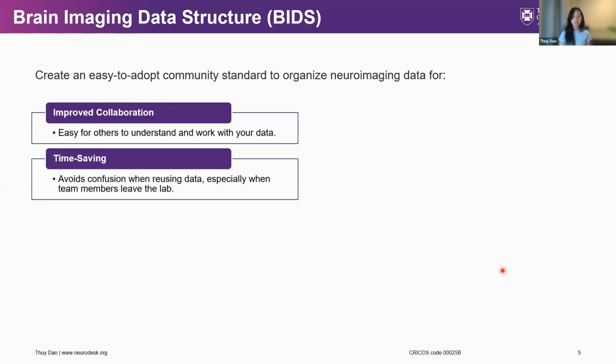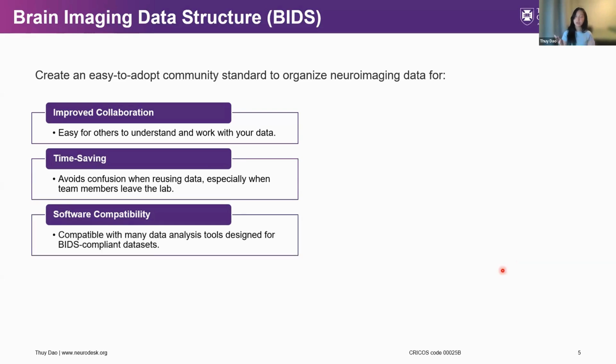And another major benefit is the software compatibility of this data structure, because BIDS is supported by a lot of neuroimaging tools. So having a BIDS-compliant dataset would help you to easily integrate with these pipelines without a lot of manual reorganization. And finally, BIDS facilitates data sharing, which is very important for many of us.